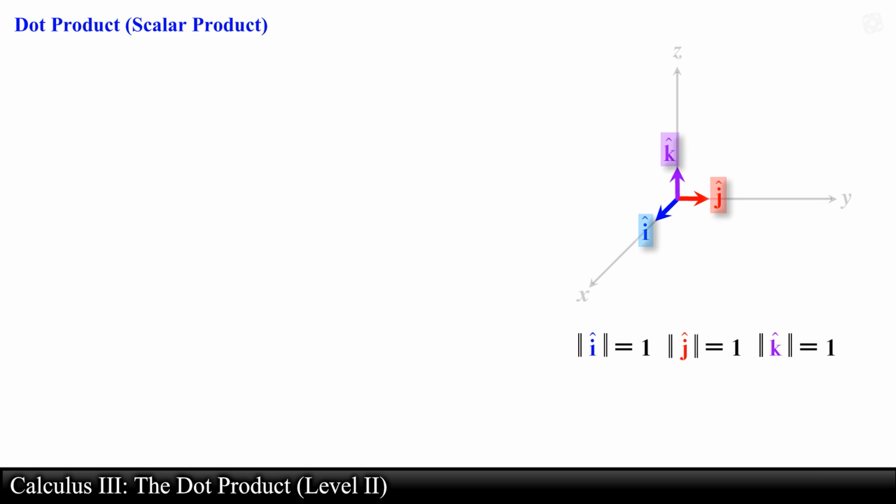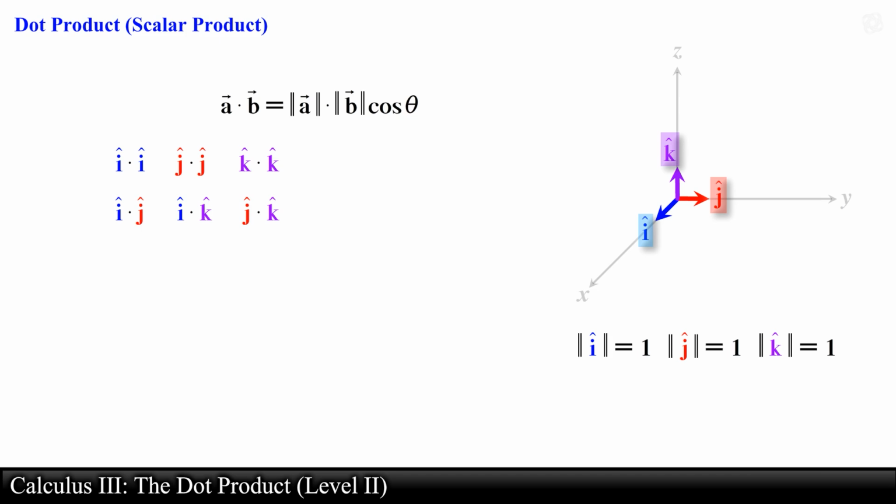and they are perpendicular to each other. Recall from the previous video that the dot product between two vectors can be found by taking the product of the magnitudes of each vector times cosine of the angle between the vectors. Let's use the geometric definition to find the dot product of all the possible combinations between the unit vectors, which include i hat dot i hat, j hat dot j hat, k hat dot k hat, i hat dot j hat, i hat dot k hat, and j hat dot k hat.